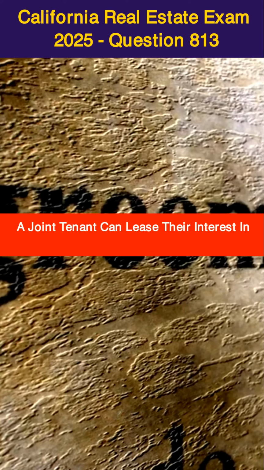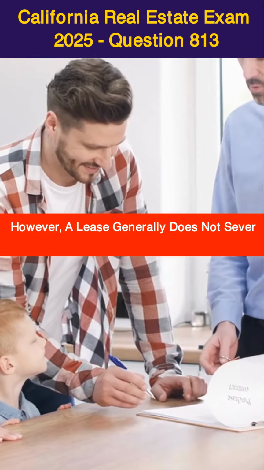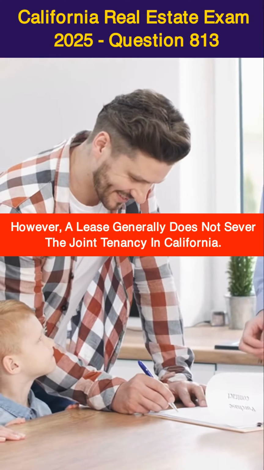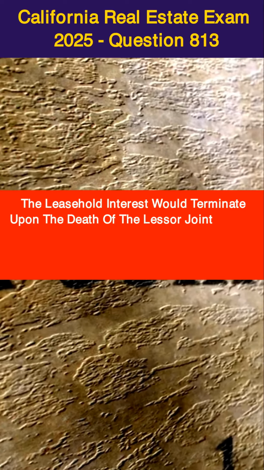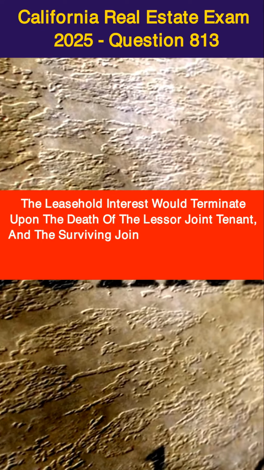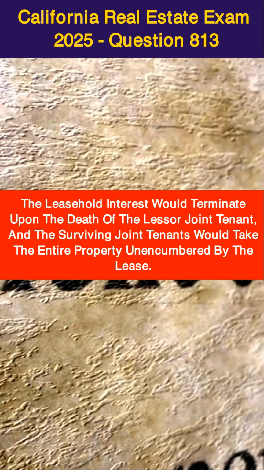A joint tenant can lease their interest in the property. However, a lease generally does not sever the joint tenancy in California. The leasehold interest would terminate upon the death of the lessor joint tenant, and the surviving joint tenants would take the entire property unencumbered by the lease.